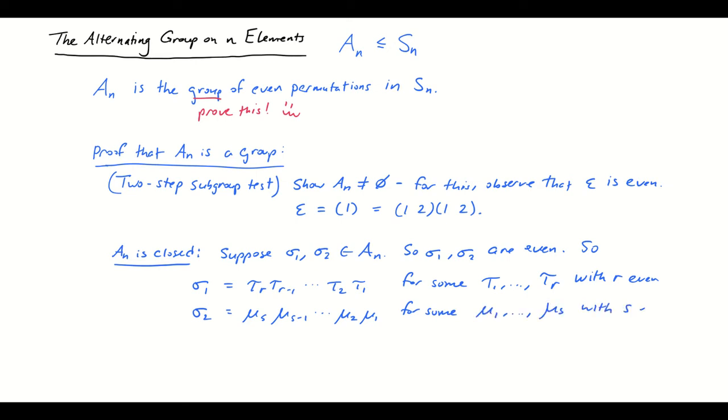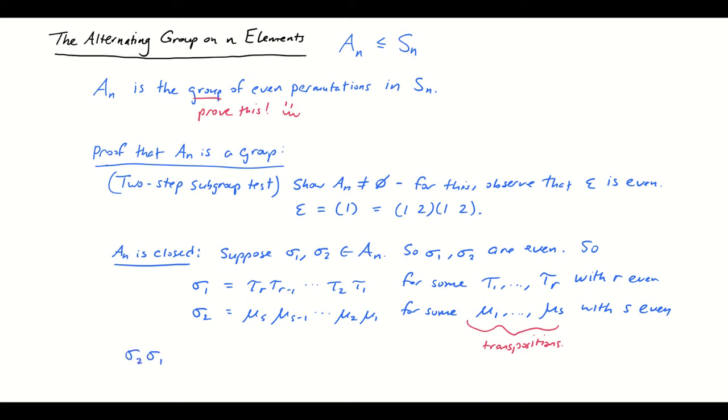With s even. And just for making sure that what we see in the video is complete here, all of these, the taus and the mus, are all transpositions. Important to say that at some point. Okay, so now, what about sigma 1 times sigma 2, or sigma 1 composed with sigma 2?